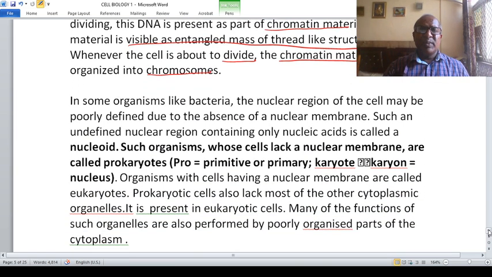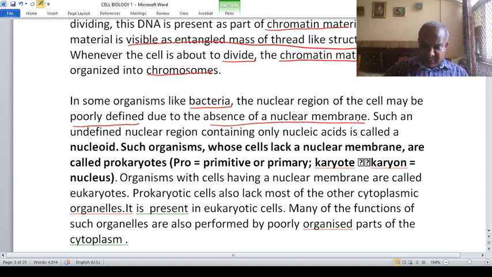In bacteria, the nuclear region of the cell is poorly defined. There is no distinct nuclear membrane. So the nuclear membrane is not distinctly present in case of bacteria. Why is the nucleus poorly defined? Due to absence of nuclear membrane. Whereas in case of a normal cell, the outer covering, the nuclear membrane, defines the nucleus. The genetic material is present inside the nucleus.